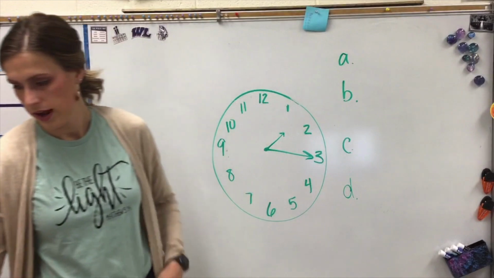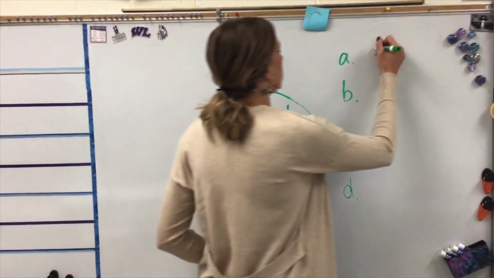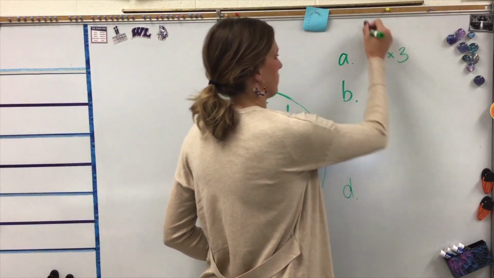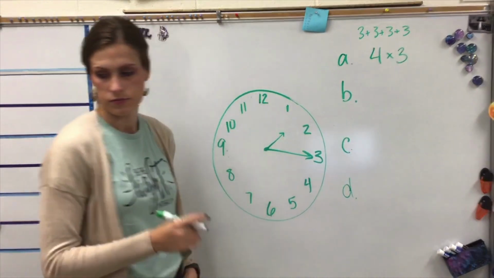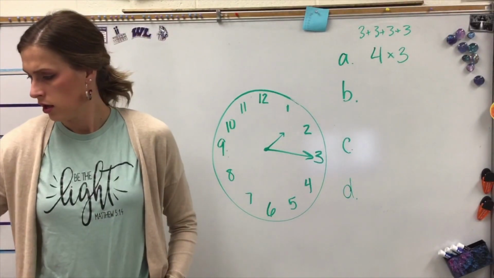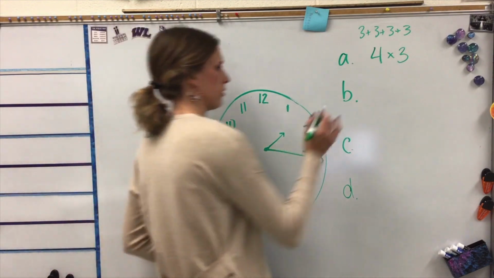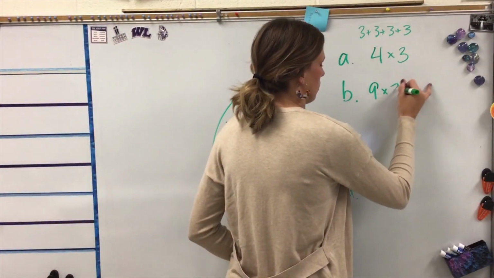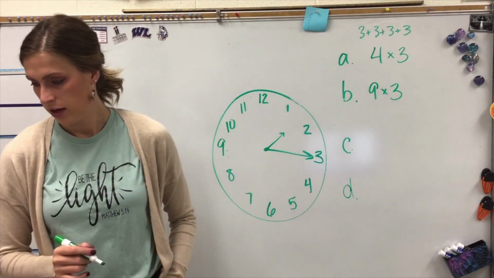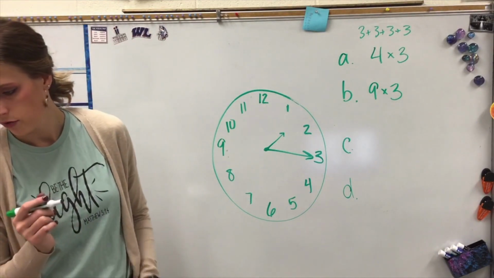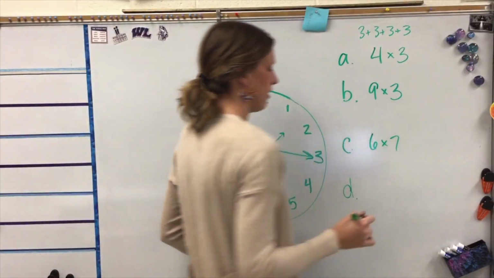Well, look at the first one. How many 3's are there? 1, 2, 3, 4. So I get 4 times 3 because it says 3 plus 3 plus 3 plus 3. Next one, look at B. How many 9's are there? 1, 2, 3. So you got to do 9 times 3. Next one, how many 7's are there? 1, 2, 3, 4, 5, 6. So I'm going to do 6 times 7.